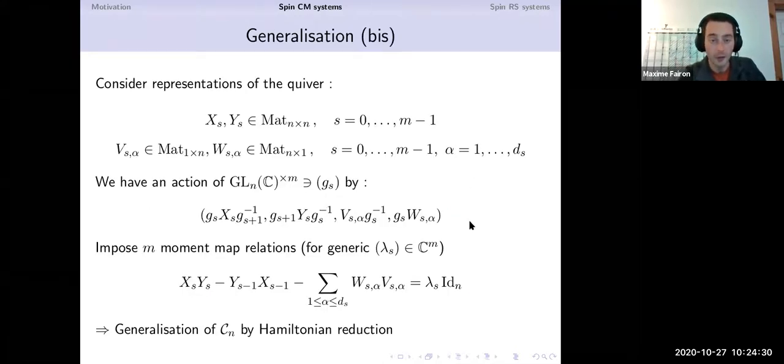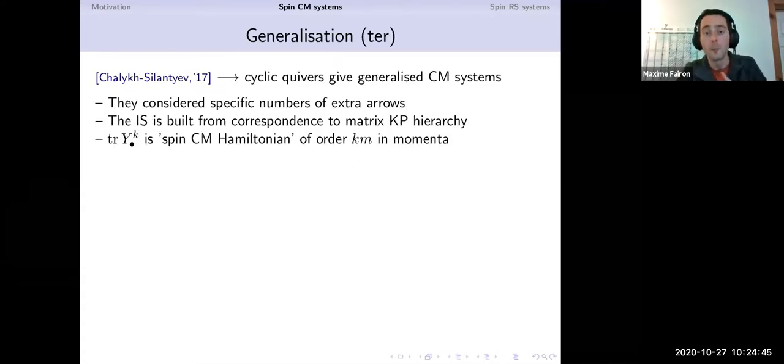So you have an action that you can write down. You have a moment map, again, by just the result of Van den Bergh. And the idea is that you can perform Hamiltonian reduction and get a generalization of that Calogero-Moser space. The point is that, and this was first demonstrated by Chalykh and Silantyev, you can build an integrable system. And what in fact they did was to realize that this integrable system was related to the matrix KP hierarchy.